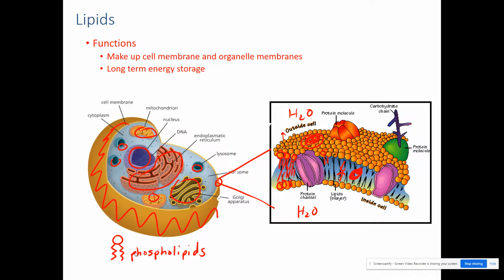Okay, and then the next function is long-term energy storage. Once we've burned up all of our simple carbohydrates and then complex carbohydrates, we start to burn fat.